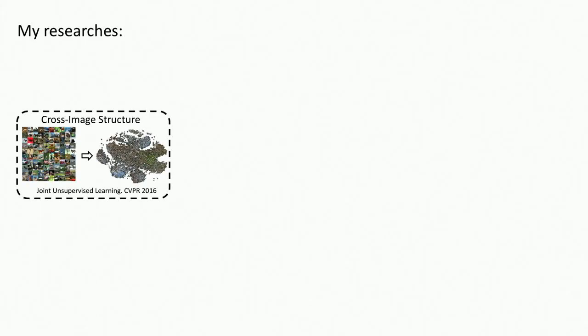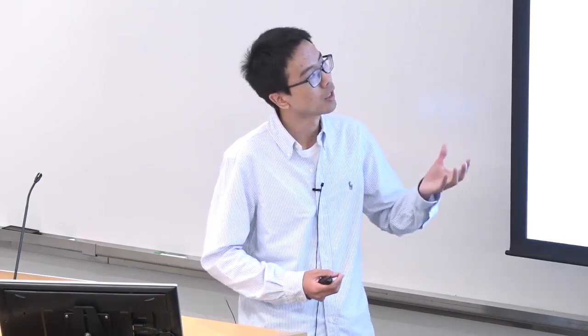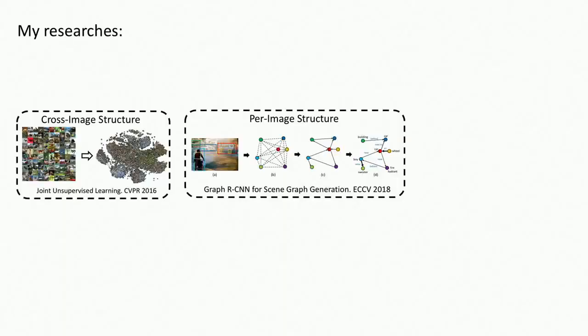To model the cross-image structure, we proposed a model called joint unsupervised learning to jointly cluster the images and learn the representations from these images. Finally, given a set of images without any labels, we can construct some cross-image structures for the whole data set. On the other hand, given a single image, we can also model the in-image structure. Based on this motivation, we proposed a graph model to extract the scene graph from a single image, which consists of the foreground objects, the relationships between the objects, and even the attributes of each object.